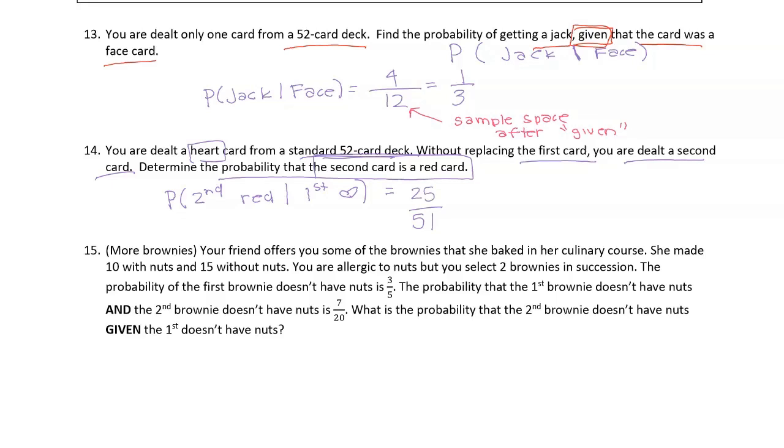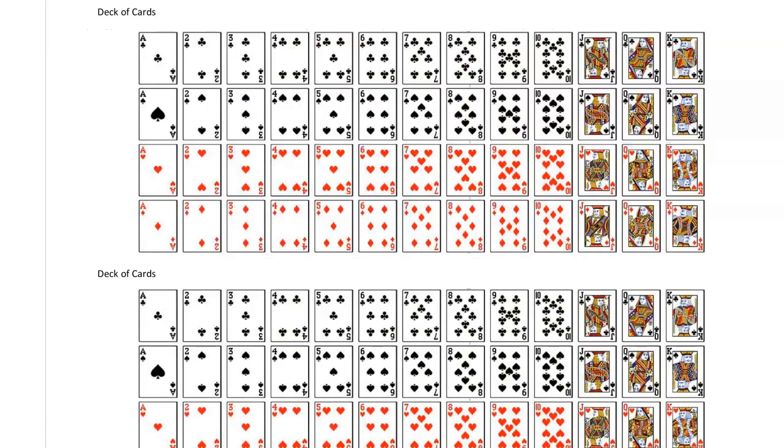Let's go ahead and look at the deck of cards to show that visually. The problem says that the first card is a heart. It doesn't matter which heart we cross off.